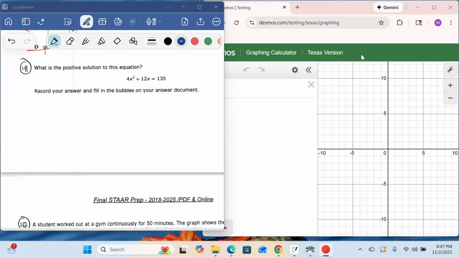Today I'm going to be continuing with my quick win review for our algebra end of course assessment. So I am going to be covering question 41 and onward.